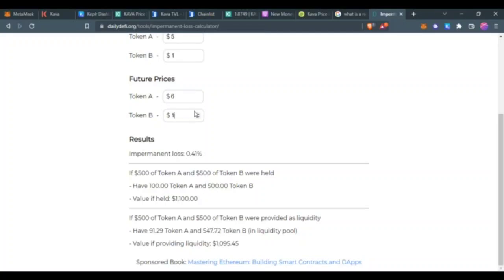Okay, so they're doing the math here. If it was $500, I'd have 100 in token A and 500 in token B, right? That'd be the value if I held it. If $500 of token A and $500 of token B were provided as liquidity, I'd have 91.29 tokens of token A and 547 in token B in the liquidity pool. So I would have lost. The impermanent loss would be on token A, where I had 100 tokens and I only have 91, but it would have added token B. But it's impermanent because if the prices reset themselves, then everything goes back to the way it was. You see?